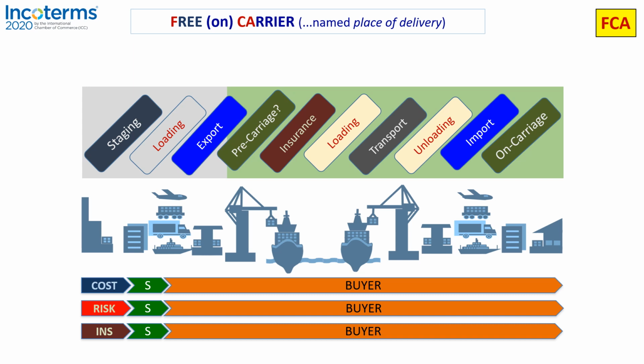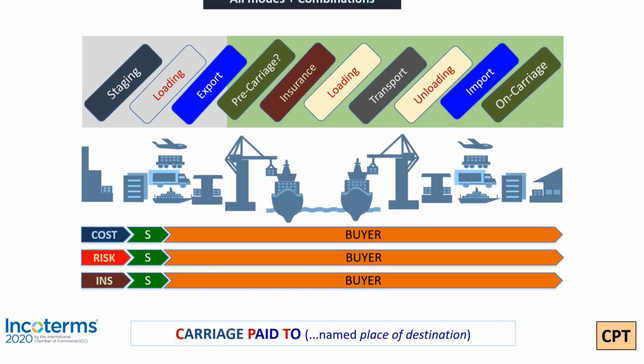In which case, the pre-carriage will be done by the seller. The expenses and the risk for that particular pre-carriage will be with the seller. So this is a variation of FCA. So it can happen in 2 different points of delivery. Again, this is applicable for all modes and combinations.